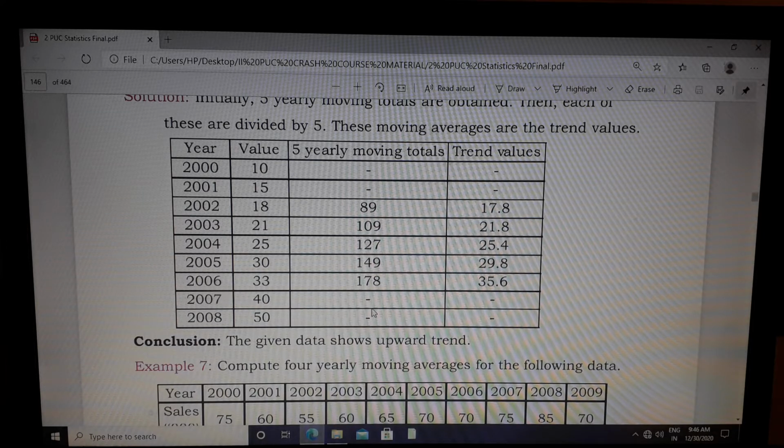So for that reason, with an odd number of moving averages, the middlemost value can easily be sorted out and totals and averages can be calculated. But with an even number of moving averages, it is very, very difficult to find the middlemost term. That is the reason we have been introduced to a concept called centering. So centering means what? Let us see.